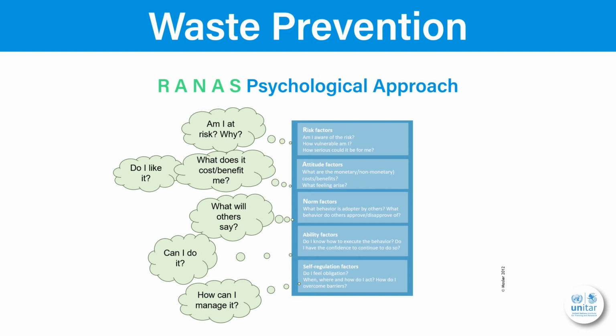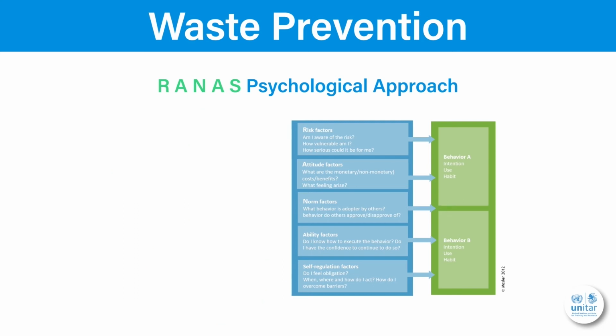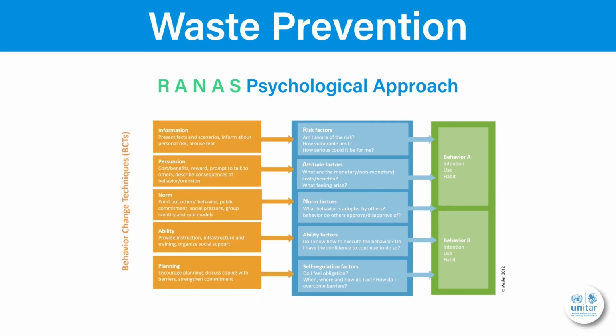These factors, taking into account social, psychological, and economic aspects, are the drivers of a behavior. They will lead to certain beliefs, and will influence a person's intention to have a certain behavior, to use a device, or to even form a habit. Now, if we want to achieve a behavior change, we can use different behavior change techniques in order to influence these factors. If we want to trigger the risk factor, we can spread information, present facts about personal risk, and arouse fear on how not well-managed waste can affect your health, for example.